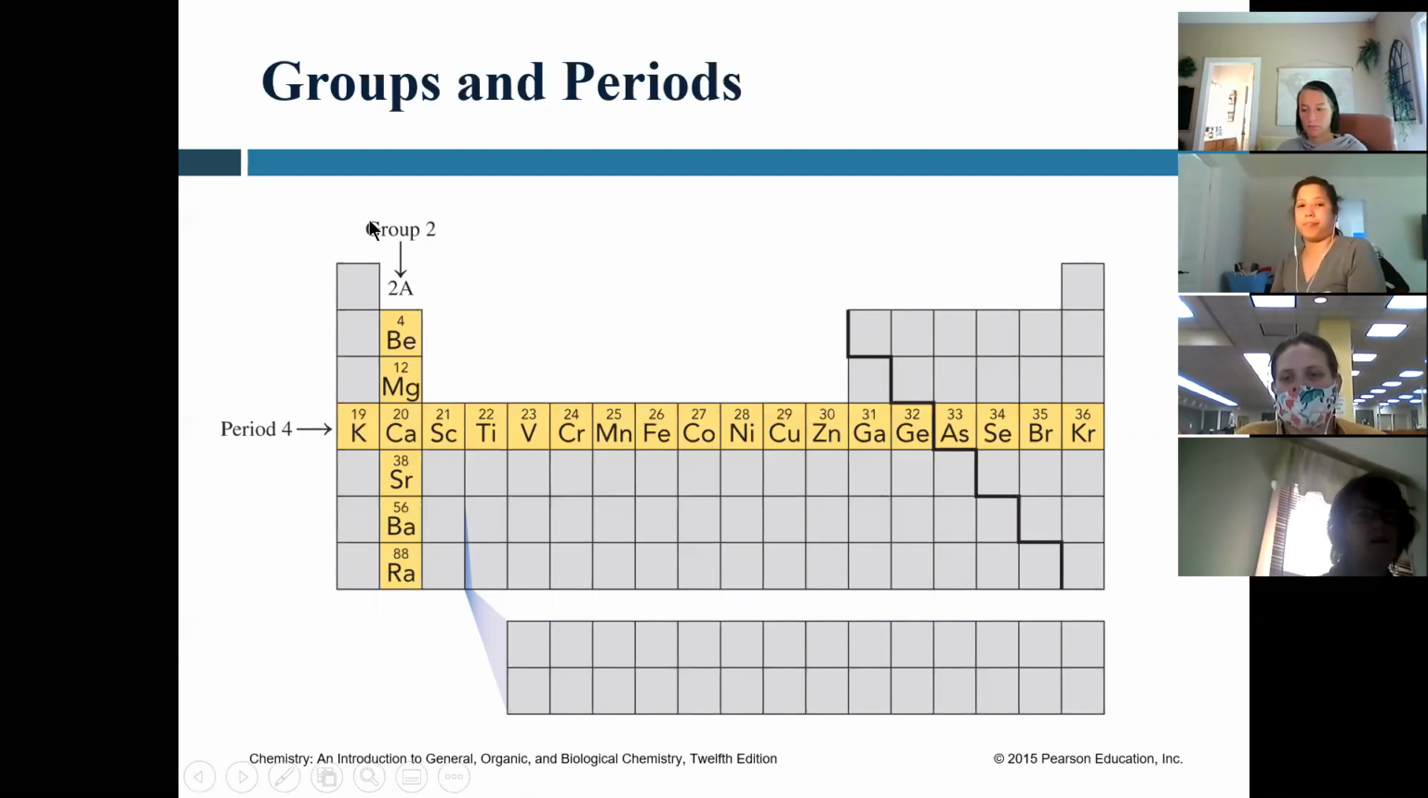So looking at group 2, all these guys here would be included in group 2. Looking at period 4, everything here would be in period 4. Calcium, we could say, is at position group 2, period 4.